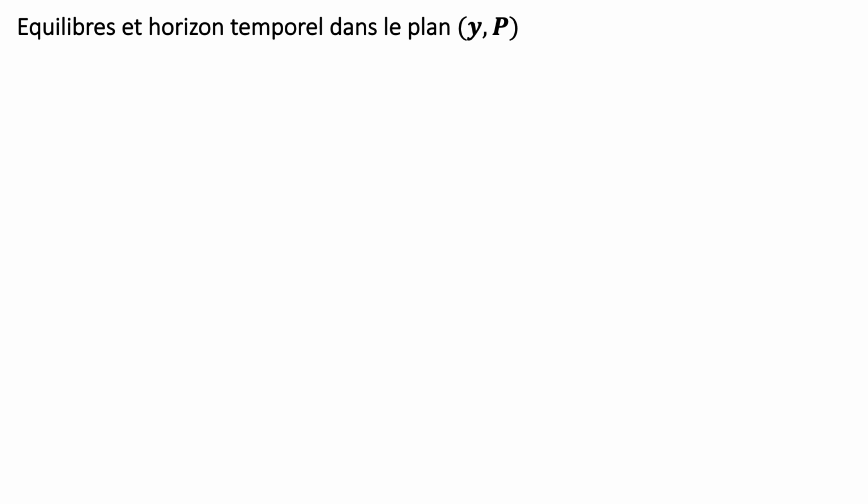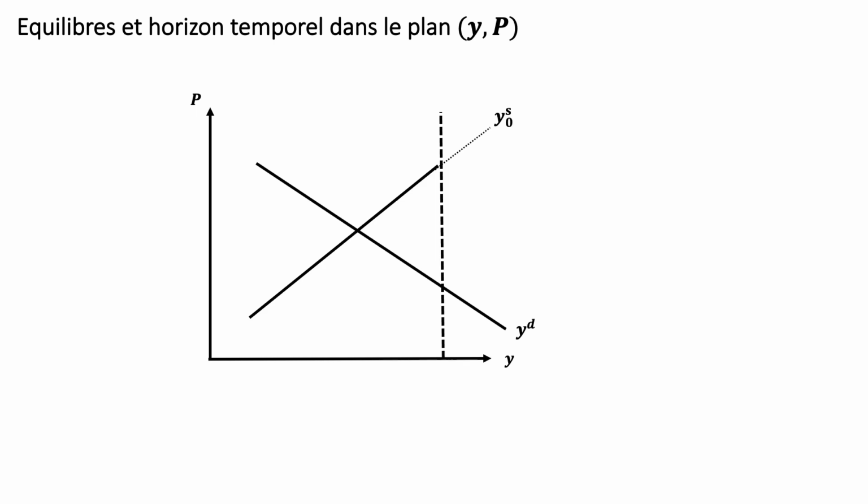We can now represent the succession of equilibria in the plane YP with a decreasing quasi-demand and an increasing quasi-supply. In the short term, with rigid prices and insufficient effective demand, we see the excess supply of goods that was mentioned earlier. For a rigid P, short-term YS is higher than short-term YD. The firm does not maximize its profits because the short-term equilibrium is located outside of its supply curve.